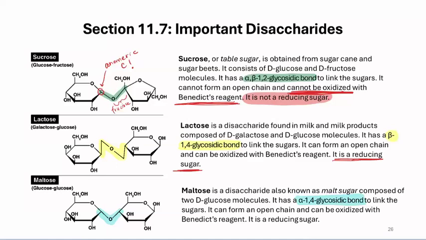And in this 1,4 glycosidic bond, it is known that maltose can actually form an open chain. So that means that the sugar can be oxidized with the Benedict's reagent, meaning that it actually can reduce the copper 2 in the Benedict's to copper 1. So maltose, just like lactose, is also known as a reducing sugar.